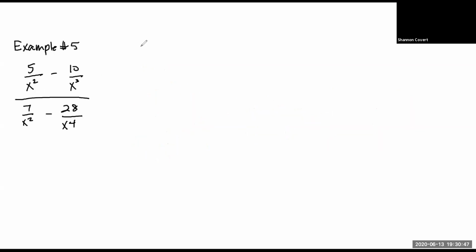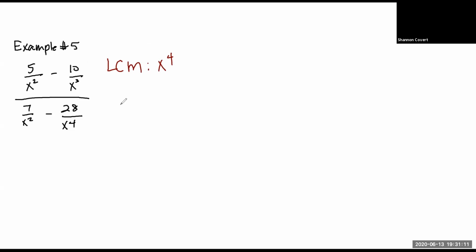Example number 5 has 5 over x squared minus 10 over x cubed, all over 7 over x squared minus 28 over x to the fourth. My least common multiple for all of these is going to be the biggest one. So I have an x squared, x cubed, another x squared, x to the fourth. So my lowest common multiple is x to the fourth.